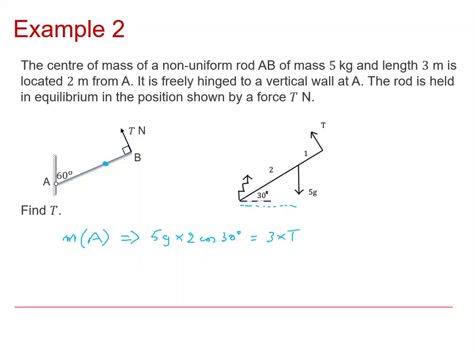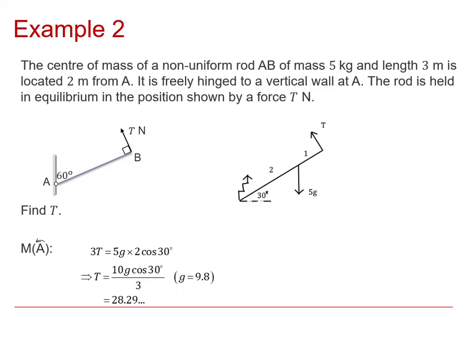Well, that's very easy to get T, isn't it? So T is equal to 10G cos 30 over 3. There we are, and the calculator gives us some numbers, taking G as 9.8, 28.29, so our final stroke is to express the answer that was requested to an appropriate degree of accuracy.